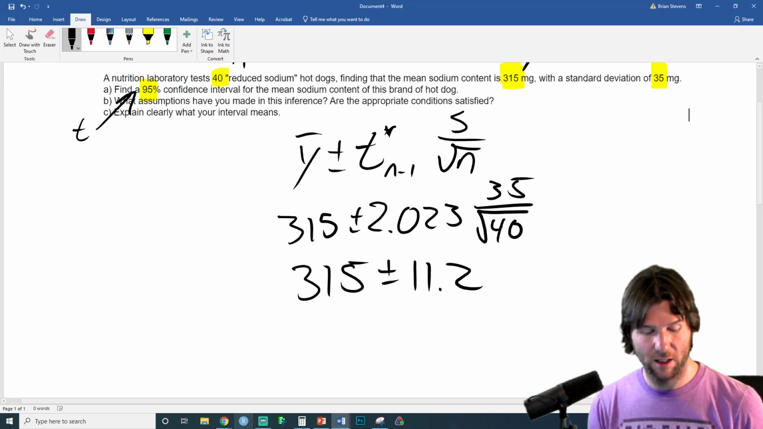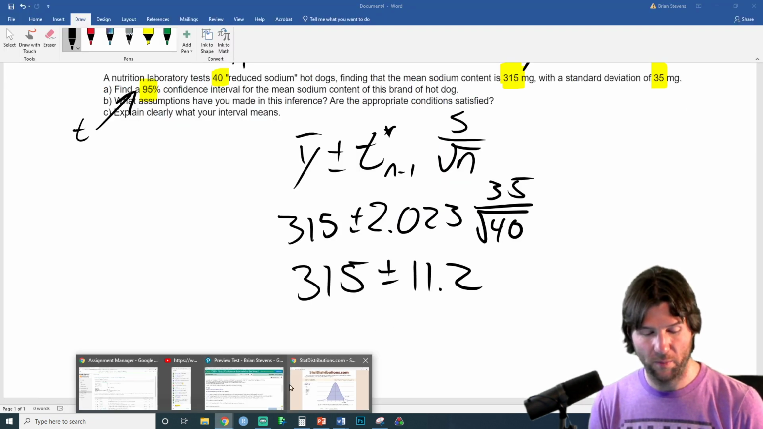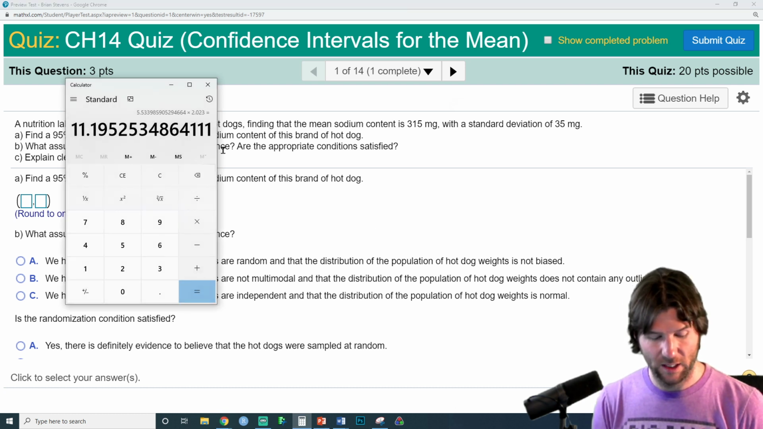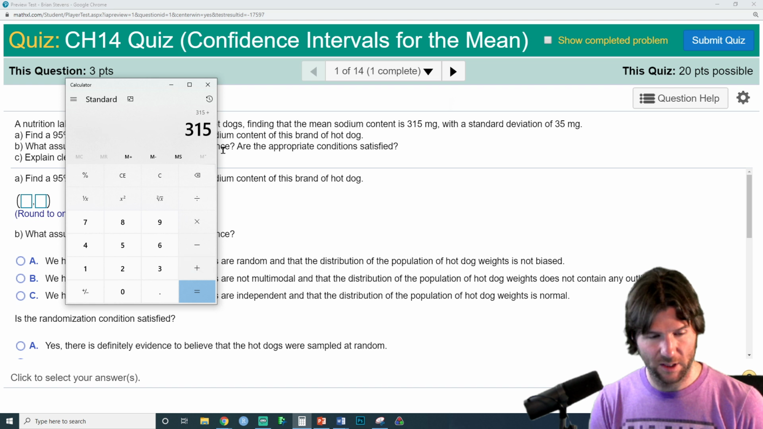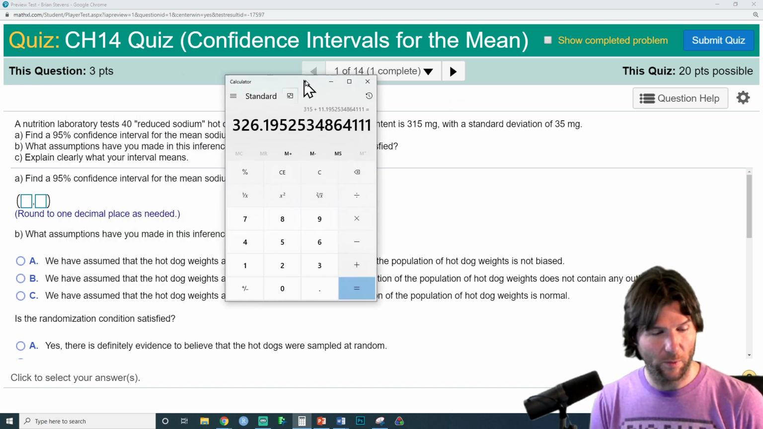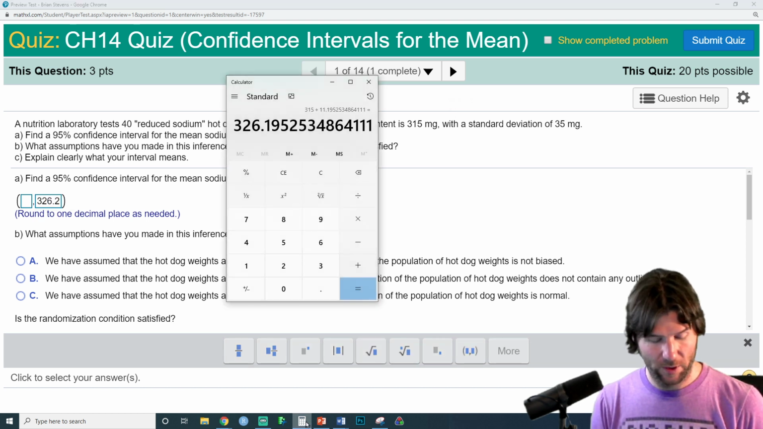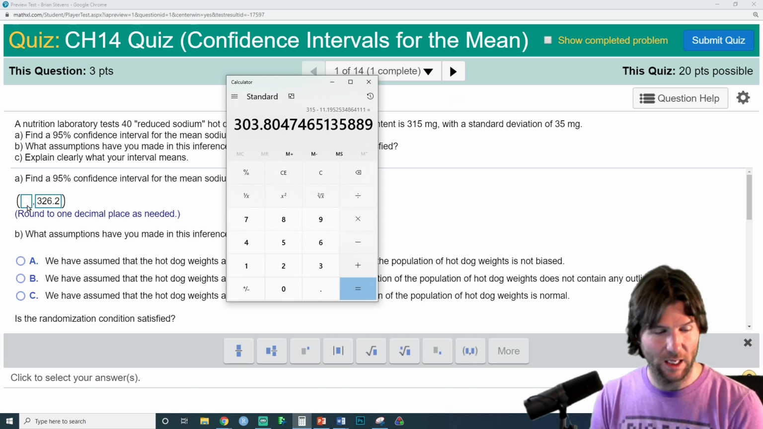So we just put it into here. We've got our numbers. We go back to our problem. So we have 315. We're going to copy this number, 315 plus this number, and I think it rounds to 1 decimal, so 326.2. And then we do 315 minus it, and we get 303.8.